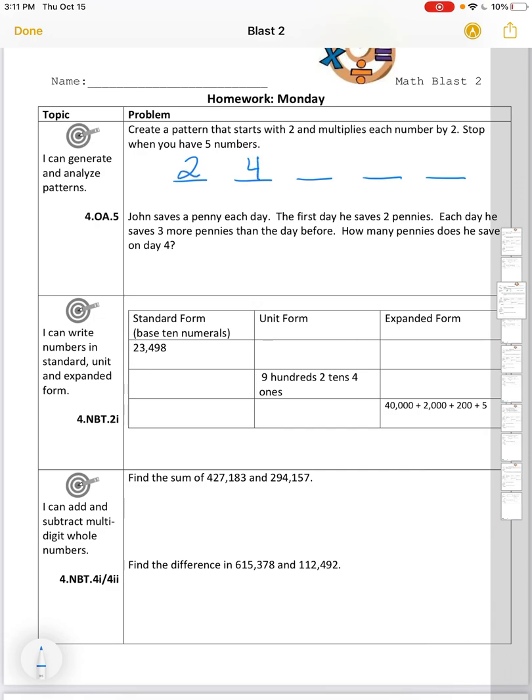So 2 times 2 is 4, 4 times 2 is 8, 8 times 2 is 16, and 16 times 2 is 32.